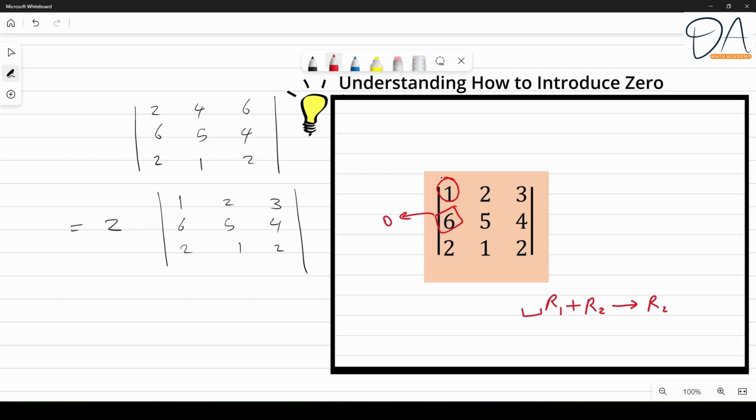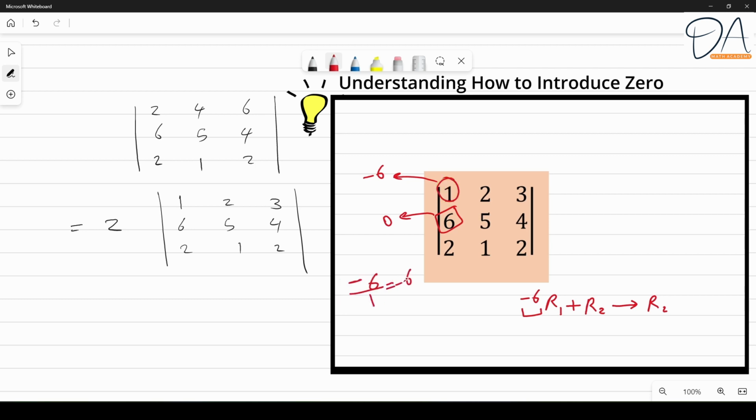We want a multiple of 1 so that when we add it to 6, we'll get 0. We know to make 6 into 0, we need to add to it minus 6. So somehow this 1, I need to make it minus 6. How am I going to do that? I need to multiply it with minus 6. So the multiple that we should use will be minus 6. Another way to get this multiple is simply to look at the number that you're trying to make 0, which is 6. You add a minus sign to it, and then you divide it by the corresponding element in row 1, which is 1. So that will give you minus 6.